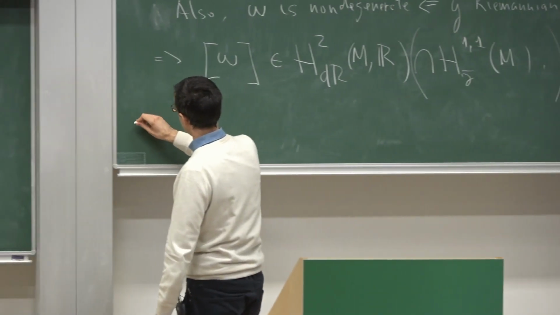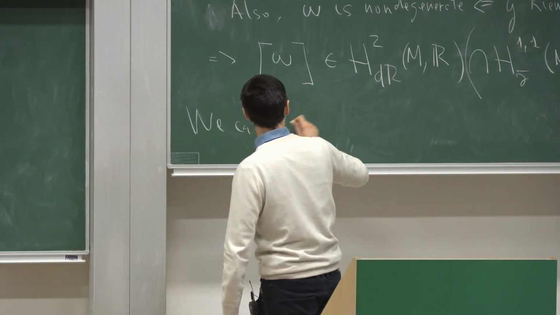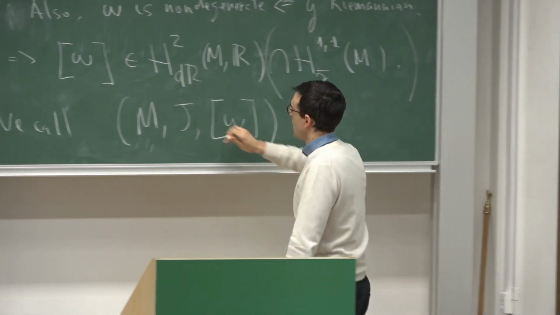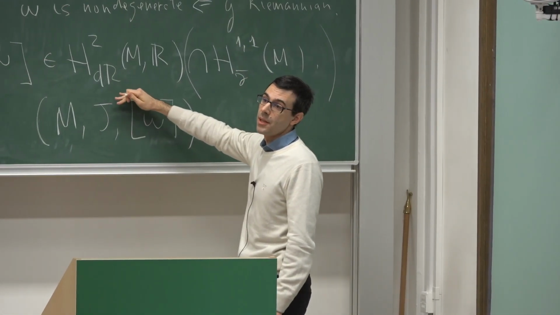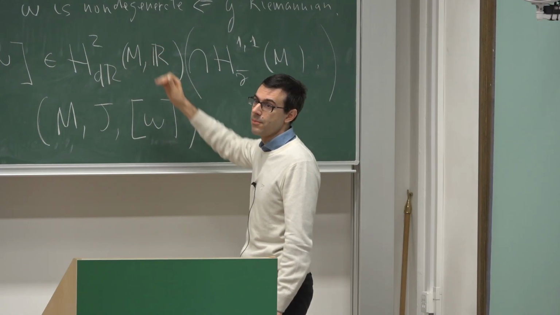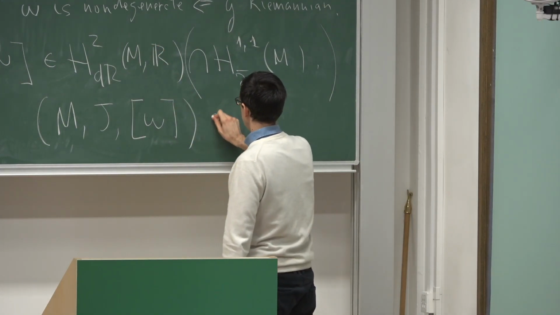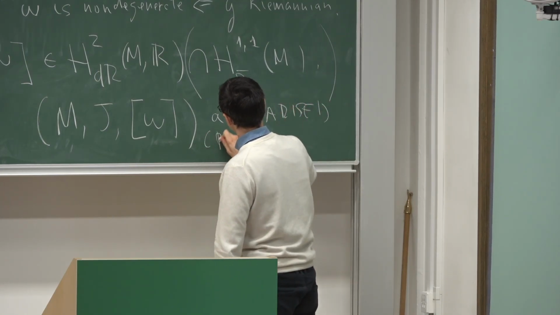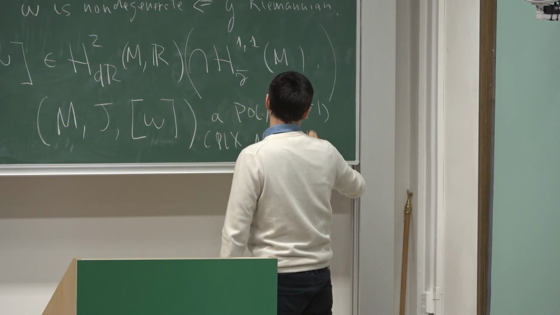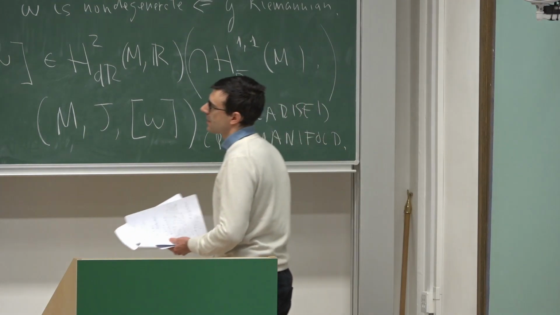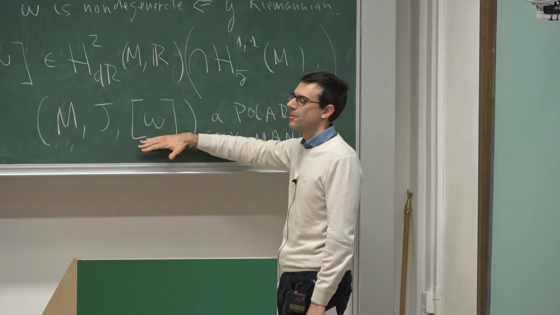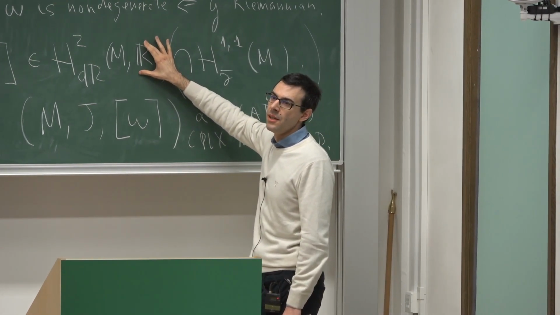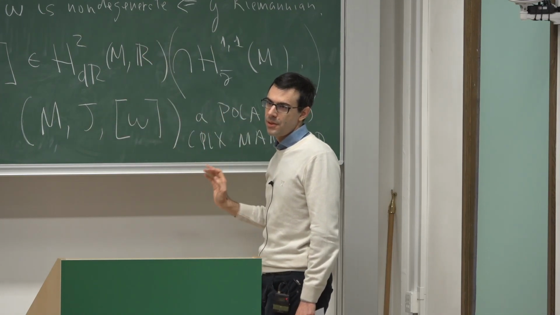And now, we call a triple of such M, J, and a class omega, some class in H2 which is realizable as the metric form class of some Kähler metric, a polarized complex manifold. Now, I think some people would insist that omega is also a Hodge class, so it's Q and not R, but for us it would be just real in general.